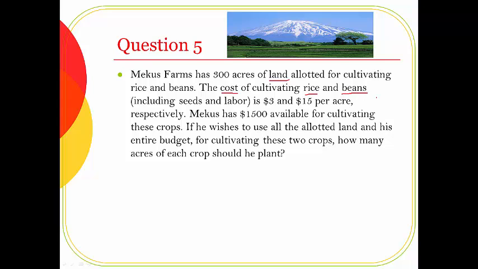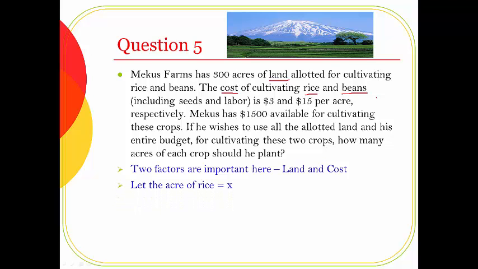Do we know how many acres of rice? We don't. Do we know how many acres of beans? We don't. So the first thing, the two important factors here are land and cost. Then let the acres of rice be X, because we don't know what it is, and let the acres of beans be Y.